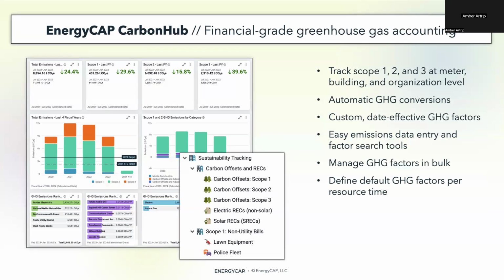These are custom and date effective GHG factors, and we have thousands of factors already baked into the platform for you to choose from. We'll even help you by starting out saying, hey, based on your location, we recommend you use this particular factor, but you can go in and update that to meet your needs. Easy emissions data entry and factor search tools are available in Carbon Hub.